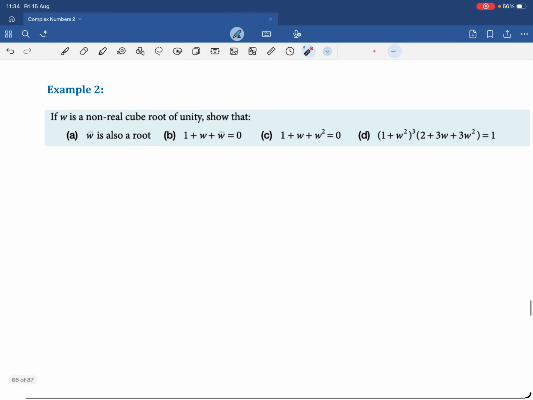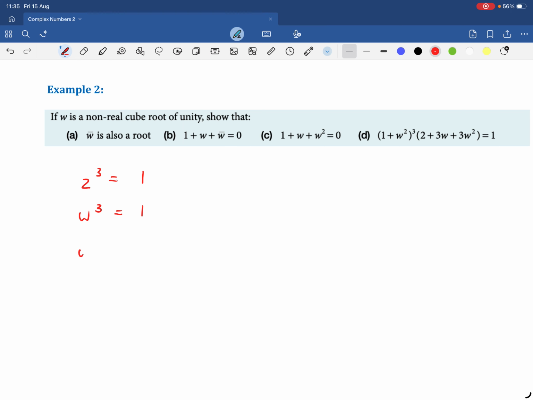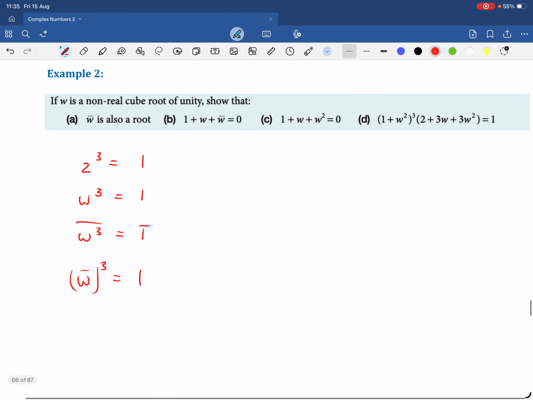Well, the cube roots of unity are defined by z cubed equals 1. And if w is a root, then that means w cubed is 1. And if we take the conjugate of both sides, we get this. But by our conjugate theorems in one of our last lessons, we learnt that this is the same as that, and 1 bar is just 1. And since we have just subbed w bar into z cubed equals 1 here, we go therefore w bar is a root.